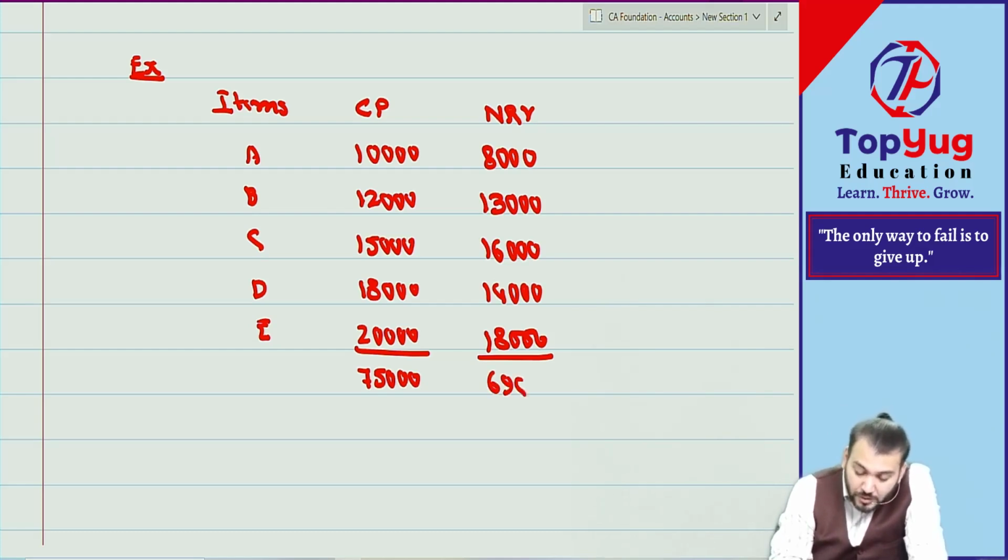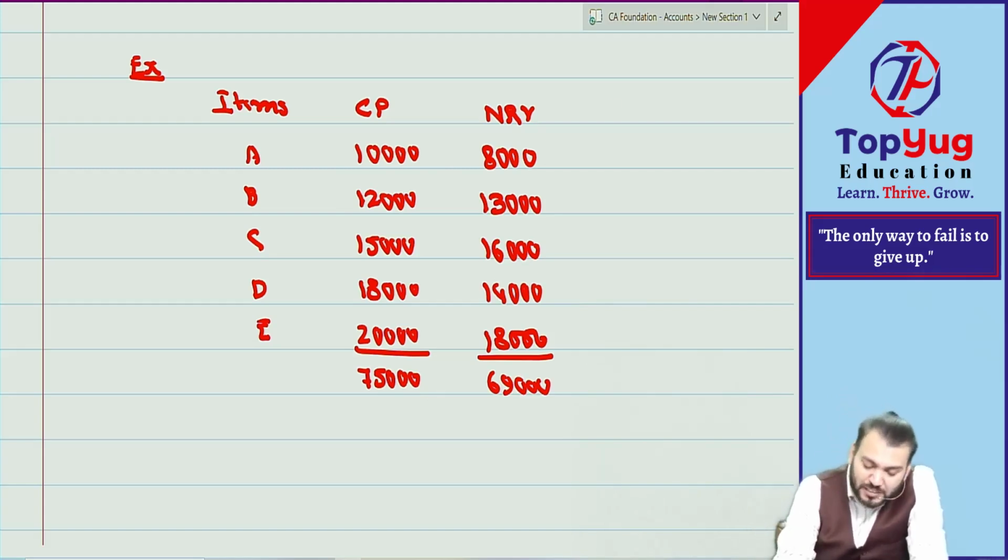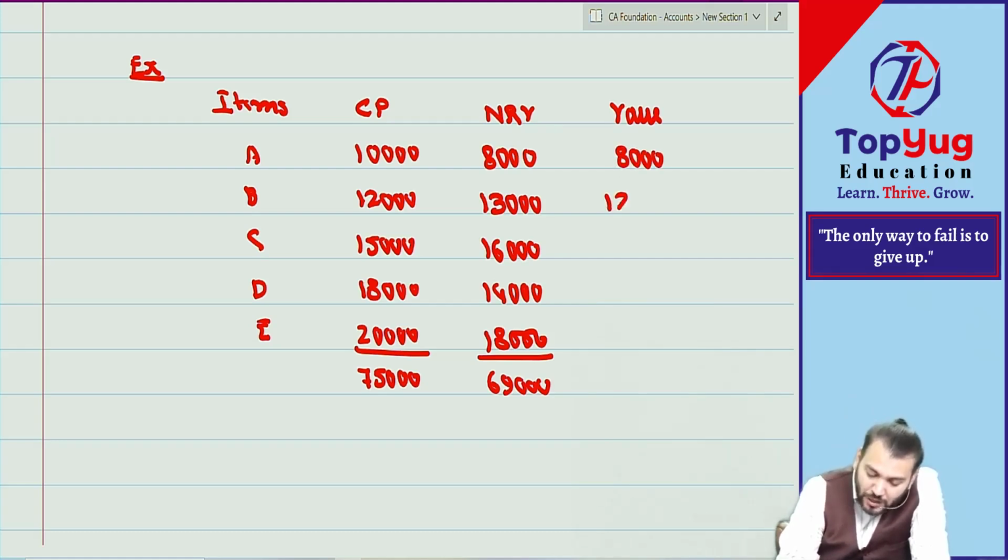69,000. Now the question is, will you compare 75 with 69 or each item separately? Each item separately. That means the value will not be 69,000; it will be 8,000 for A, 12,000 for B, 15,000 for C, 14,000 for D, and 18,000 for E.